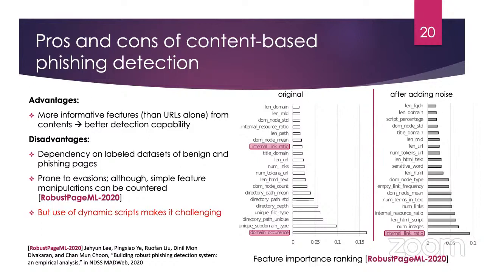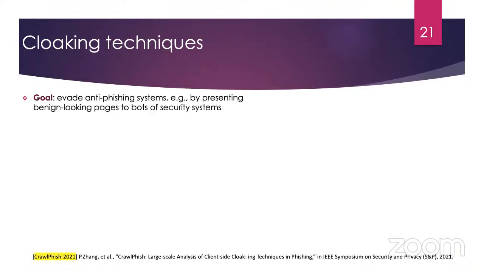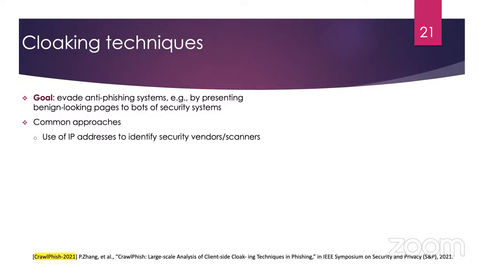But the main challenge is the use of dynamic scripts for a content-based model. And this is one of the cloaking techniques used by the attacker. So what are cloaking techniques? These are techniques used to evade anti-phishing systems, which means an attacker who sets up a web page tries to understand whether the visitor is a genuine visitor, a potential victim, or a scanning system from a security vendor, or maybe from a university researcher, right? If that's the case, then the attacker would present benign-looking pages to the security system.